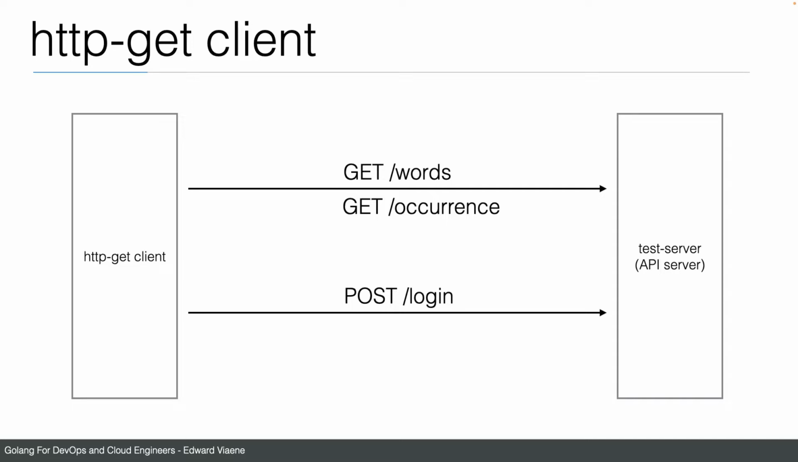Then we will also investigate how we do post requests. We will need to do a post request on a login endpoint to receive a token, a JWT token, that we will then need to access protected APIs.